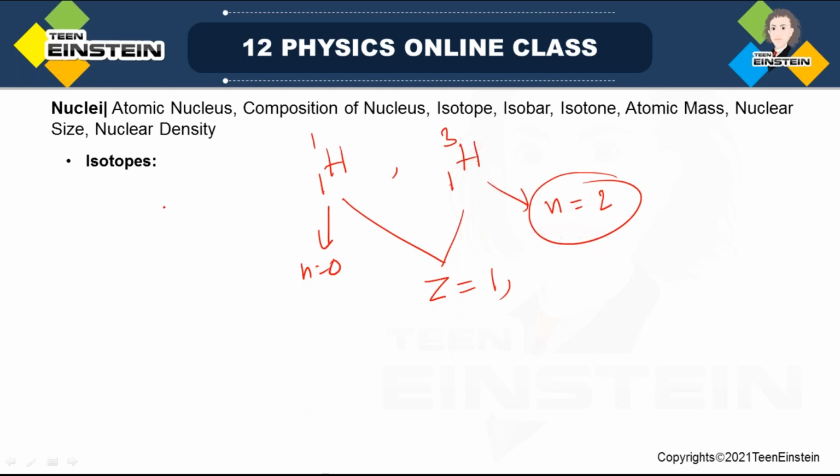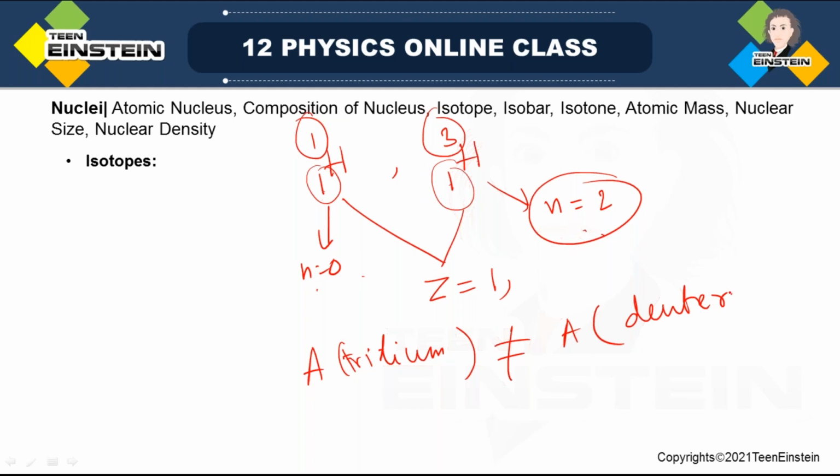So in this case, look, for these two nuclei of the same atom, they have the same Z. Same Z means they have the same number of electrons or protons. But where is the difference? The difference is that they don't have the same number of neutrons. That's why their mass number is different. So A of tritium is not equal to A of deuterium. So in this case, the mass number is different because their neutron number is also different.